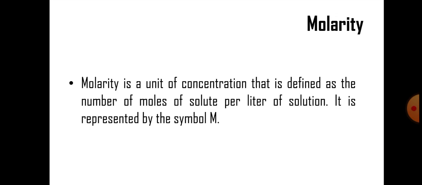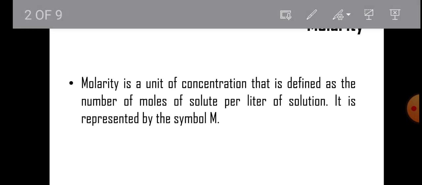To understand molarity, first we should know the definition, right? What is actually molarity? Molarity is a unit of concentration that is defined as the number of moles of solute per liter of solution. Here you have to remember molarity is a unit of concentration. First thing you have to write it down in your notebook.